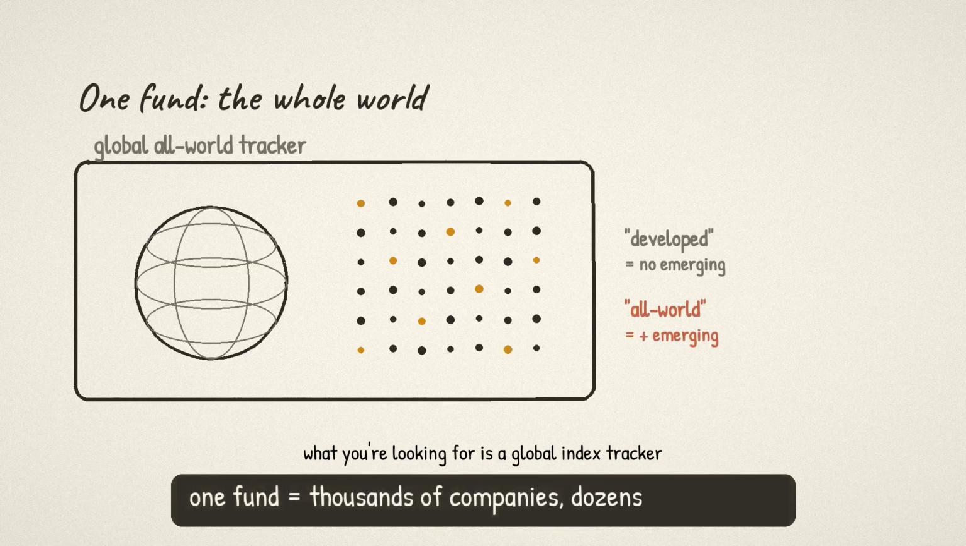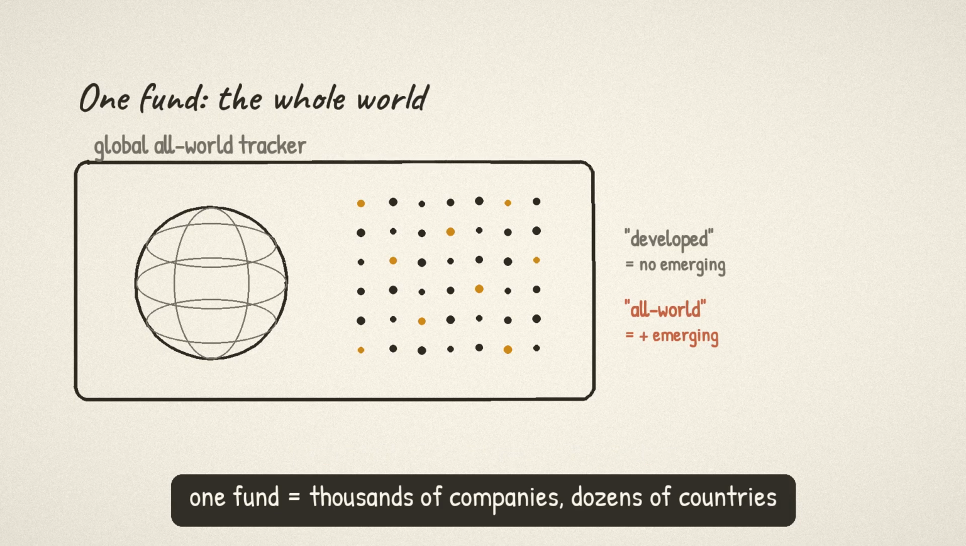What you're looking for is a global index tracker, one fund that holds the whole world stock market at once, thousands of companies, across dozens of countries, in roughly the size they actually exist. The word to look for when you search is global, or all world.